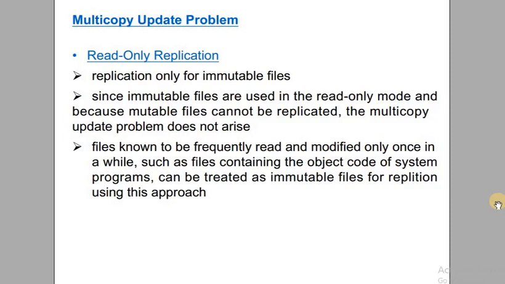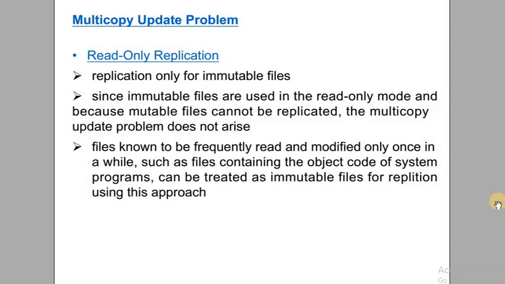Since immutable files are used in the read-only mode, and because mutable files cannot be replicated, the multi-copy problem does not exist. So there is no problem in this particular scenario. You simply replicate it and you access them whenever you want. You can keep hold of only one of the copies, and that's totally fine.